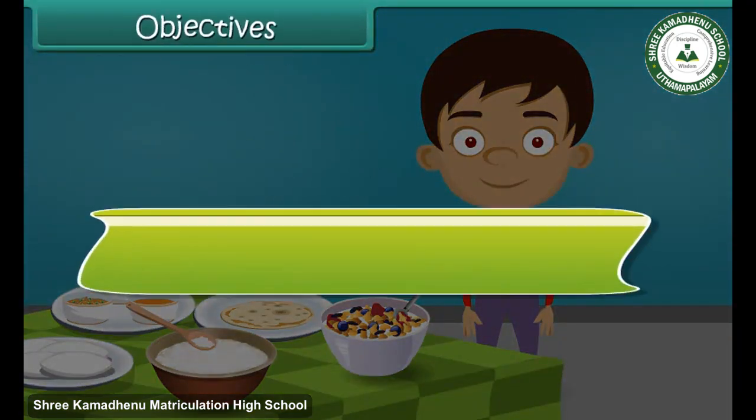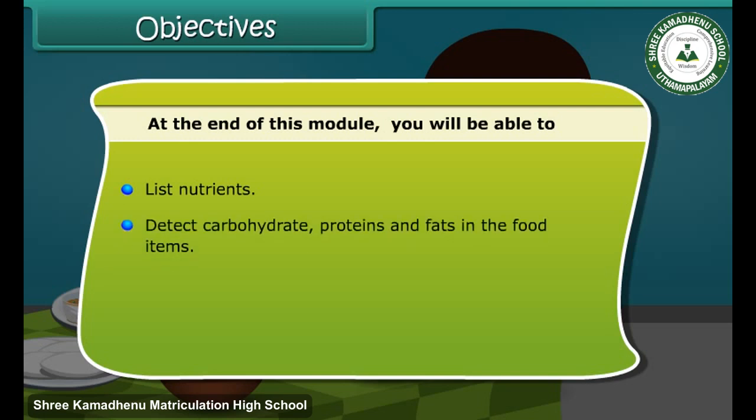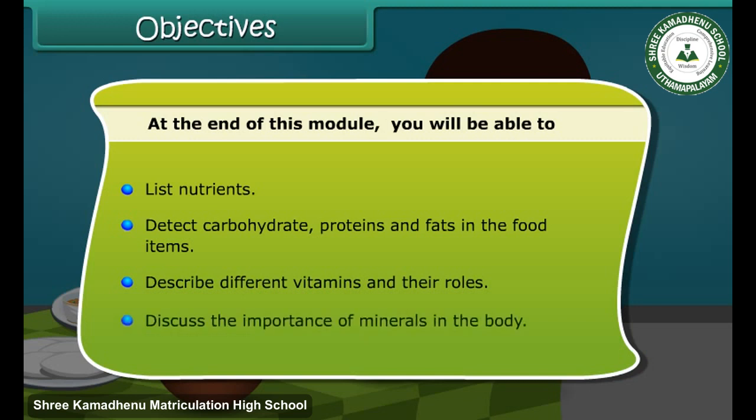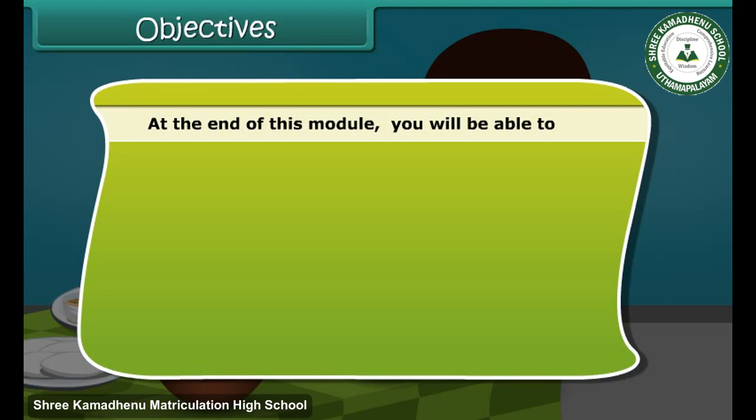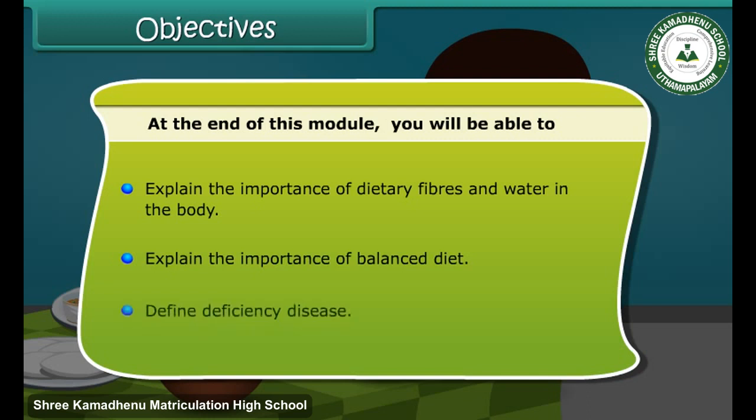Objectives. Dear friends, at the end of this lesson, you'll be able to list nutrients and detect carbohydrate, proteins, and fats in the food items. You will also be able to describe different vitamins with their roles and discuss the importance of minerals in the body. In addition to this, you will also be able to explain the importance of dietary fibers and water in the body, explain the importance of balanced diet, and define deficiency diseases.